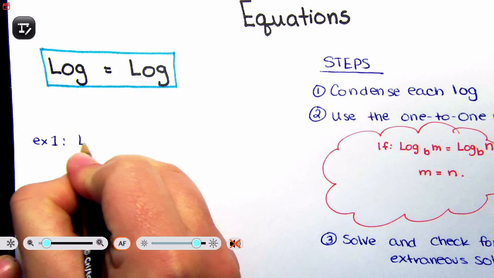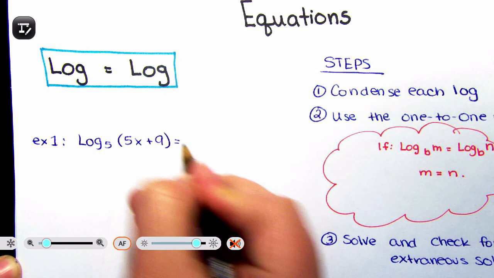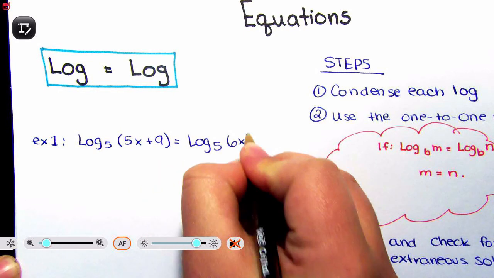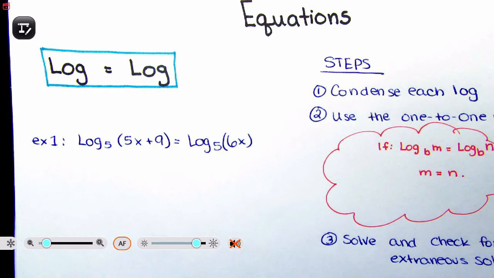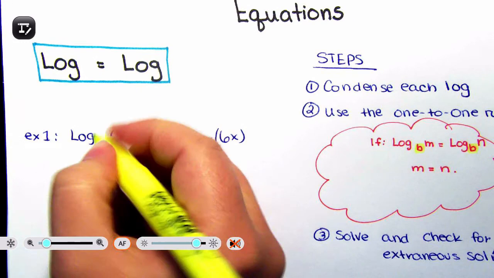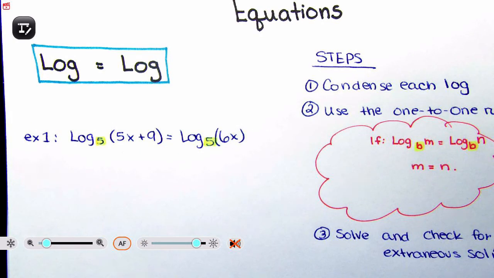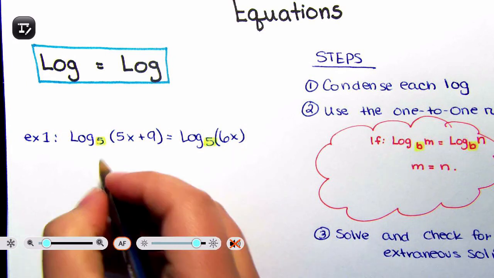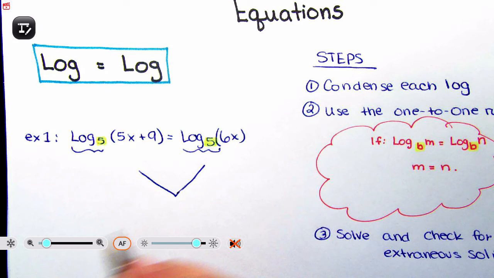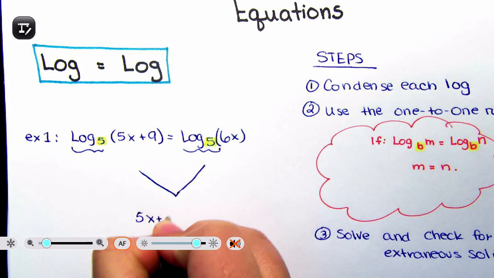So let's say I have log base 5 of 5x plus 9 equal to log base 5 of 6x. One thing you need to note is that for your one-to-one property or one-to-one rule to work, your bases have to be the same. So in this case, I have a log base 5 and a log base 5. If your bases are not the same, everything goes out the door. Since I have log base 5 and log base 5, I'm going to use my one-to-one property, and that states that I can set these equal to each other and continue solving.